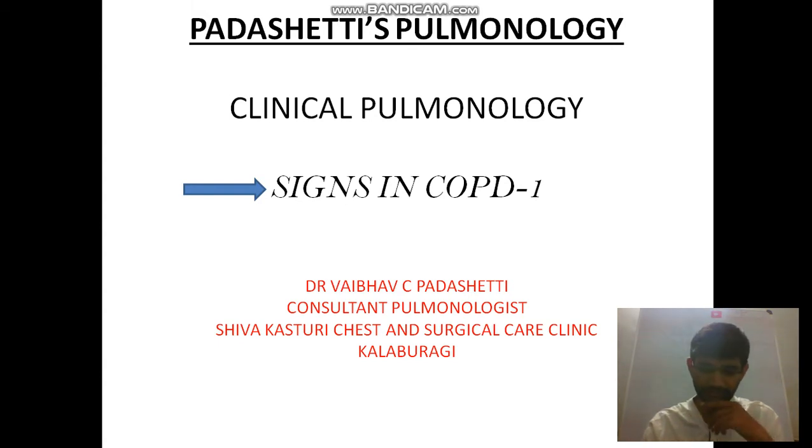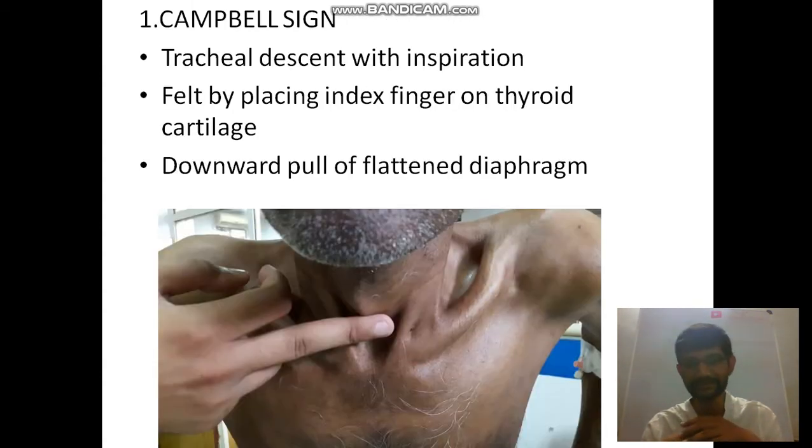Okay. Coming to the first sign, that is Campbell sign. So what does Campbell sign mean? It means the tracheal descent along with the inspiration in patients of COPD. So how do you demonstrate it? You keep an index finger or middle finger over the thyroid cartilage and ask the patient to take inspiration. With each inspiration, when the trachea moves downwards, your finger moves downwards.